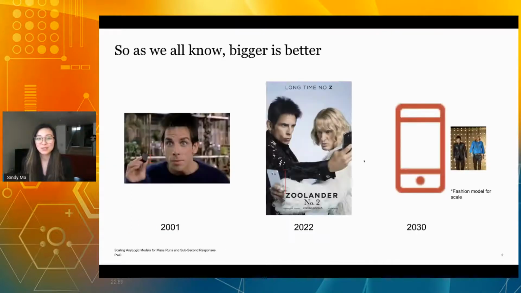So as we all know, bigger is better, as evidenced by the ever-increasing sizes of phones. You can see from 2001 to 2022, the massive increase that we've experienced. Now, this is really bad news for the sewers of pockets, for example. As we can see, by 2030, the phones themselves will be larger than our human beings. Now, what does this mean, though, for AnyLogic? How do we sew ever bigger pockets for AnyLogic models?